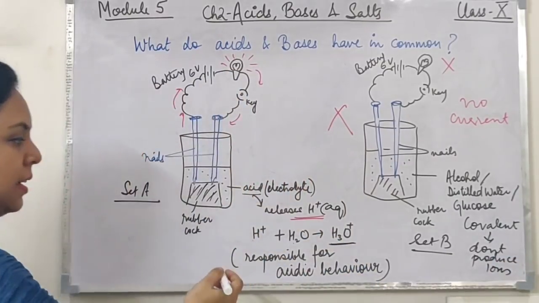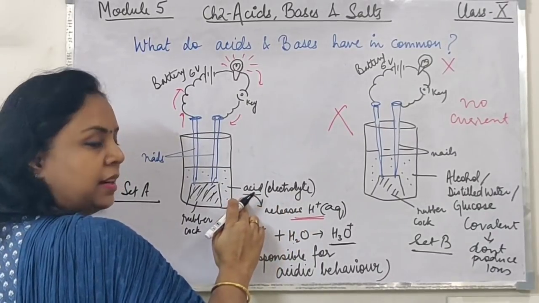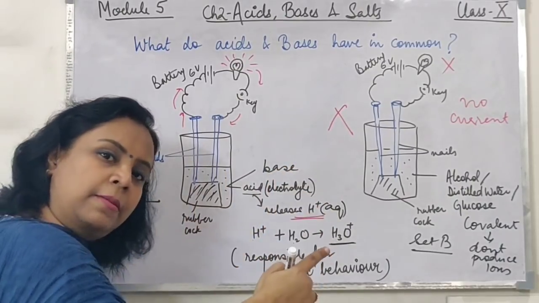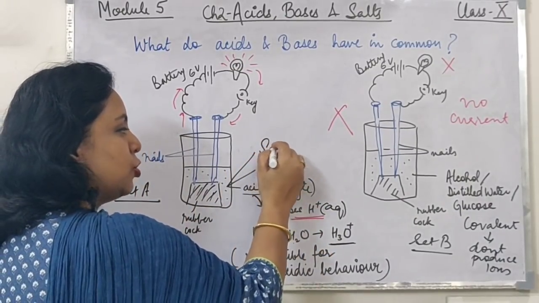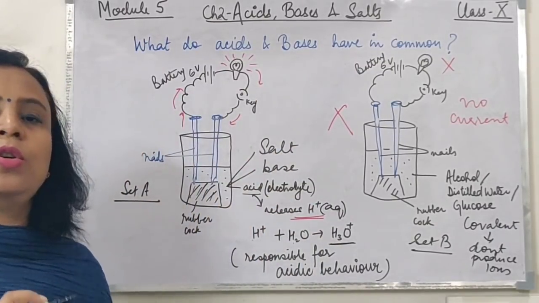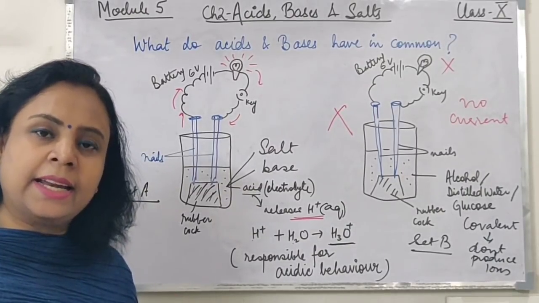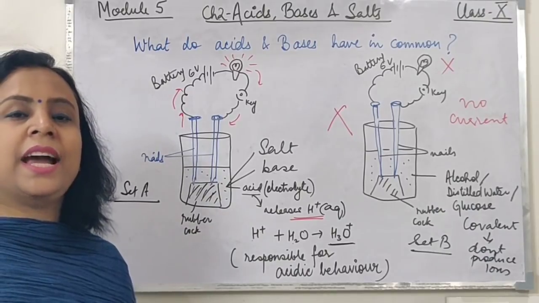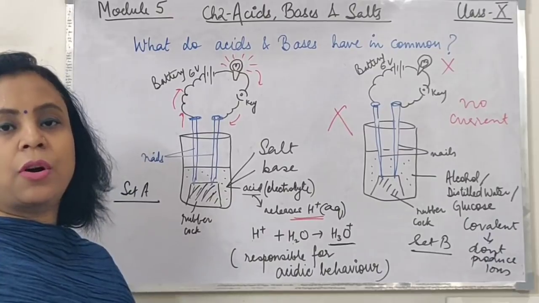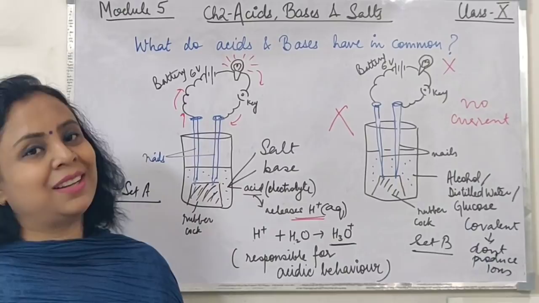So if the electrolyte I have taken over here is acid, or if it is a base, then also the bulb will glow. If it is a salt, yes, then also the bulb will glow, because salt is formed by the reaction of acid and base, the cation and anion. Basically, whenever we have ions which are coming in solution form, they are going to be responsible for the conduction of electricity.